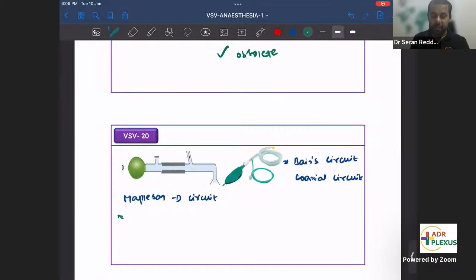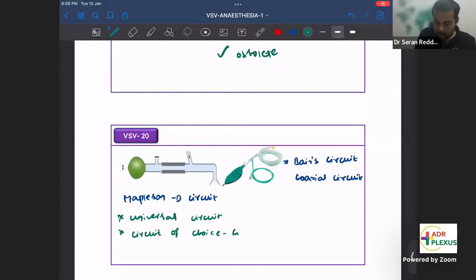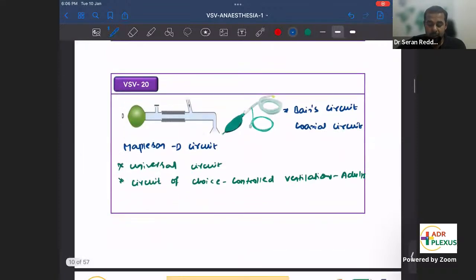This is also called a universal circuit. Universal circuit, and this is the circuit of choice for controlled ventilation in adults. Mapleson D circuit, Baines circuit, coaxial circuit. It is also called a universal circuit because it can also be used for spontaneous ventilation, but it is the best circuit for controlled ventilation in adults.